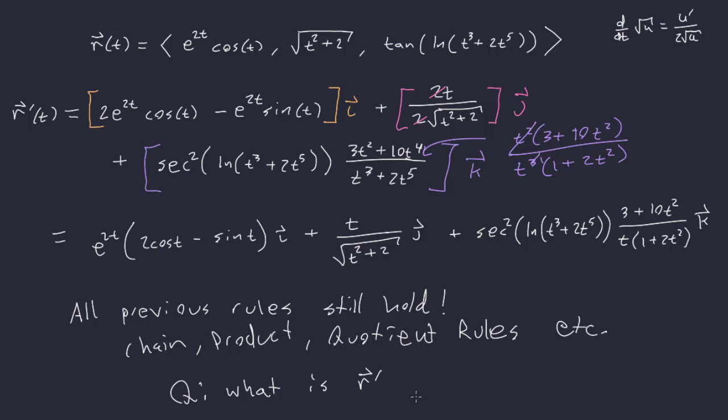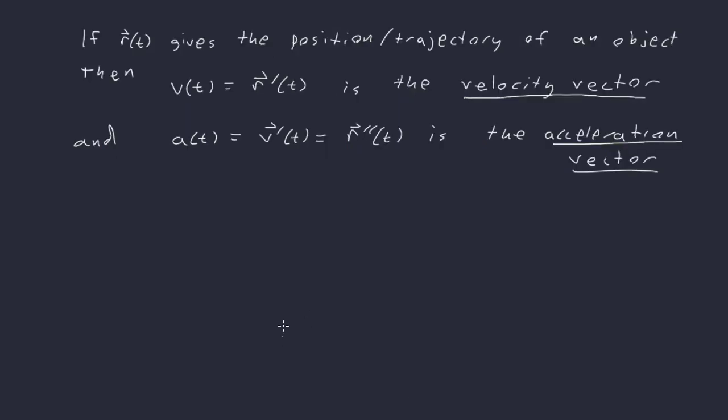That if r is the position or trajectory of an object, r prime is going to give us the velocity, and r double prime is going to give us the acceleration. All right, so put simply, if r of t gives the position or trajectory of an object at any point t, then v of t, which is the derivative, is the velocity vector. And a of t, which is v prime of t, which is r double prime of t, is the acceleration vector.